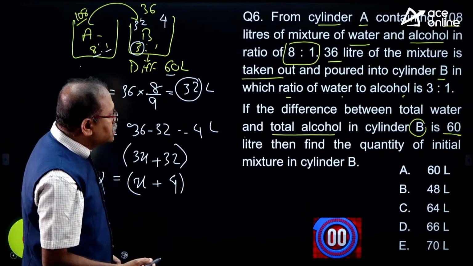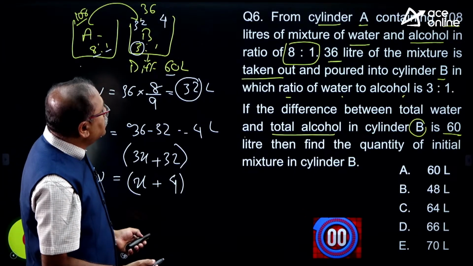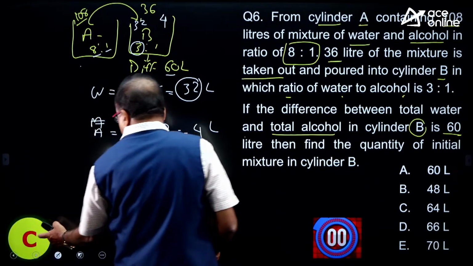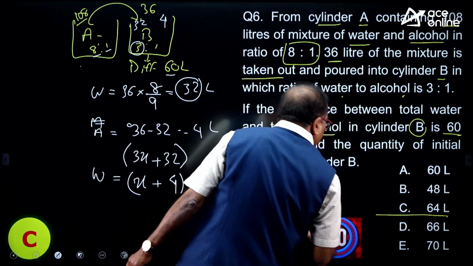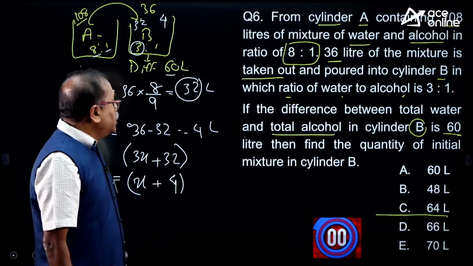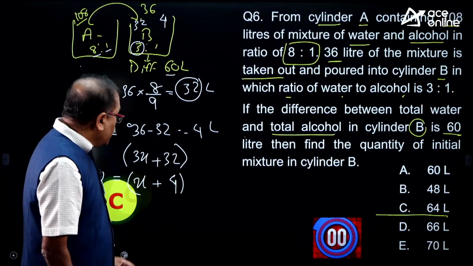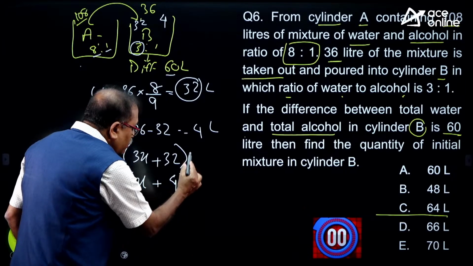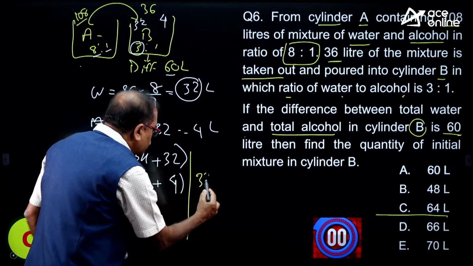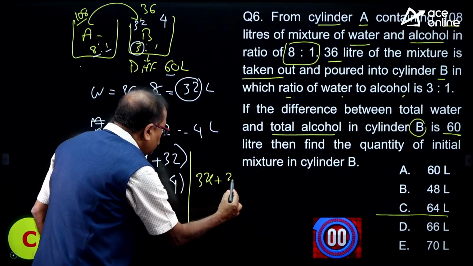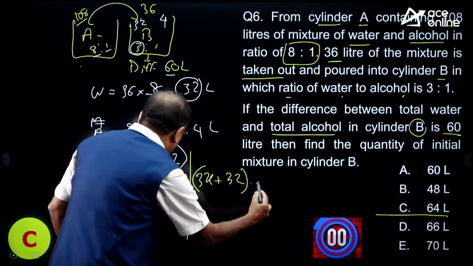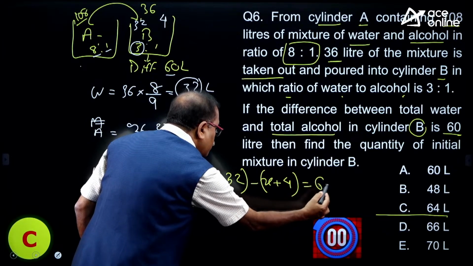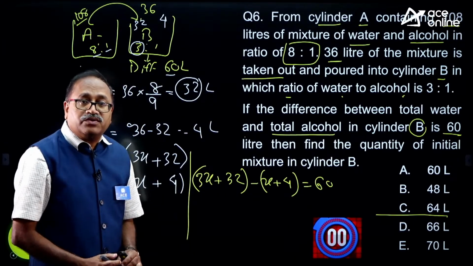I'm sure everyone answered the question. 64, beautifully answered. Let me check the answer. Option C is there, 64. Well done, sir. Now from here onwards you must have understood what I need to do: 3x plus 32 minus x plus 4, which is equal to 60. The difference of 60 is given to us.